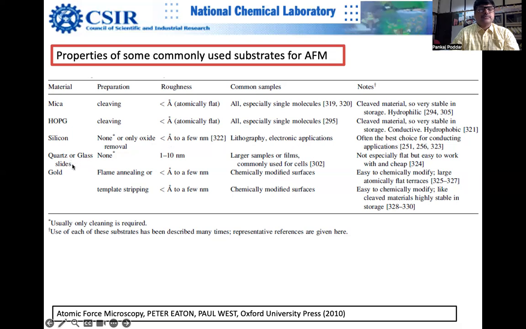Quartz or normal borosilicate slides. Roughness is pretty high here, as I mentioned earlier, but it is suitable for many samples where you don't need ultra flat substrates. I'll mention it briefly in the next video. So it is not very flat, but you don't need that. You don't need that high precision work all the time. So for routine purposes, glass is good, and it's available in large areas.